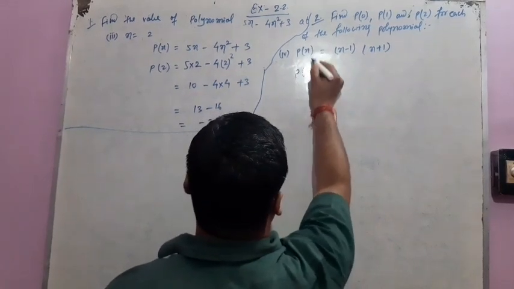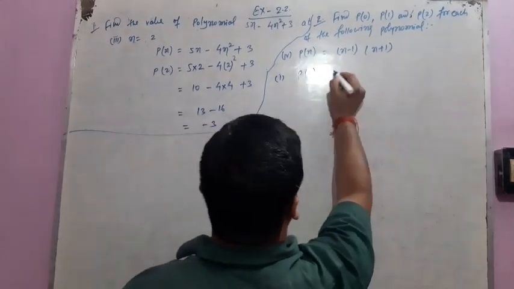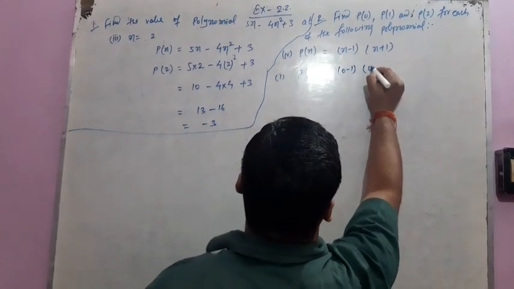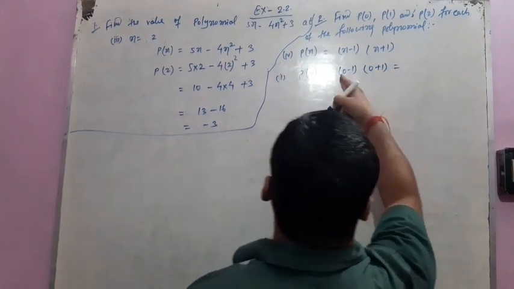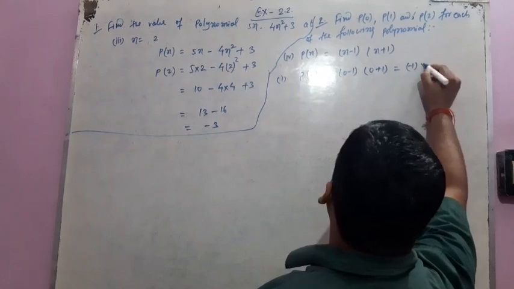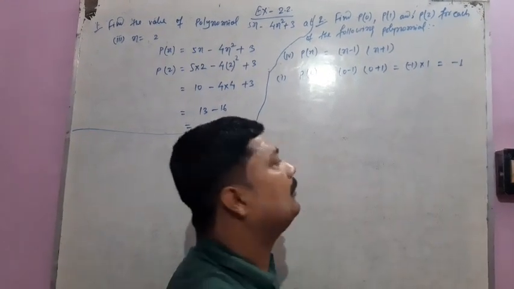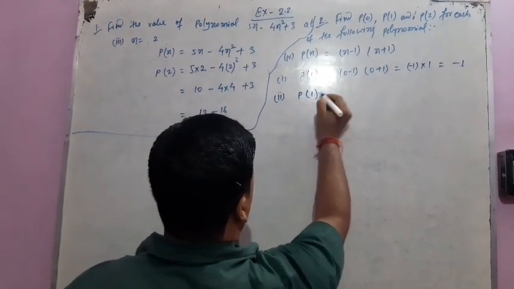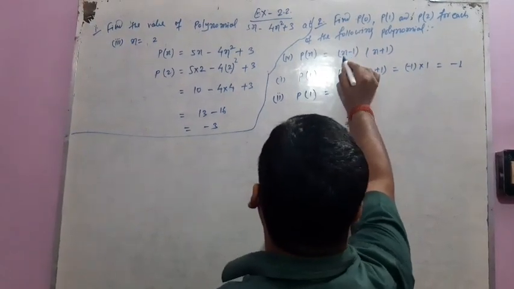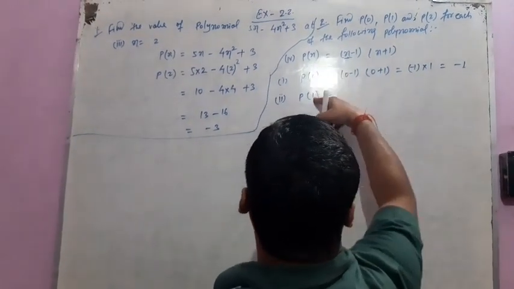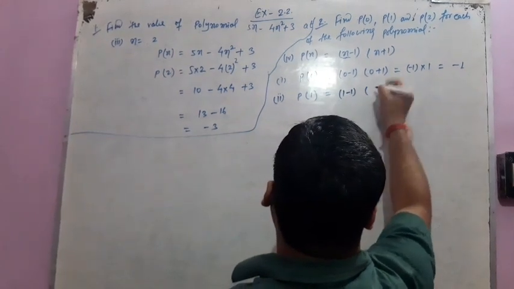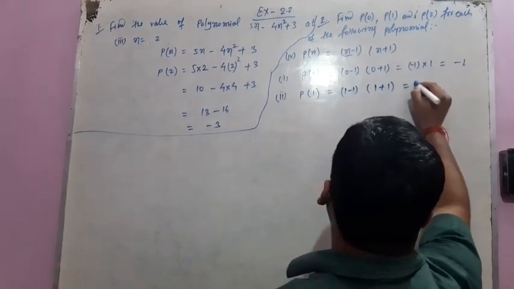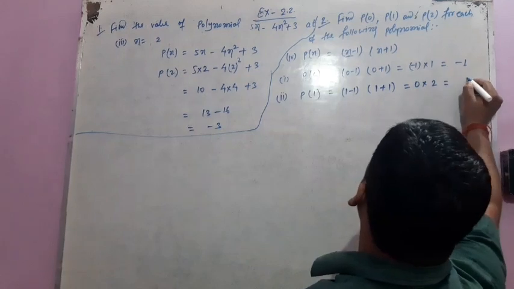Now for the polynomial, when we are taking x is equal to 0 in the first case, then in place of x we have to put 0 minus 1 into 0 plus 1. Now 0 minus 1 is equal to minus 1 and 0 plus 1 is equal to 1, that is minus 1 into 1, which is minus 1. Now for the second, when we are taking the value of x as 1, in place of x we have to put 1: 1 minus 1 and again 1 plus 1. Now 1 minus 1 is 0 and 1 plus 1 is 2. 0 into 2 is equal to 0.